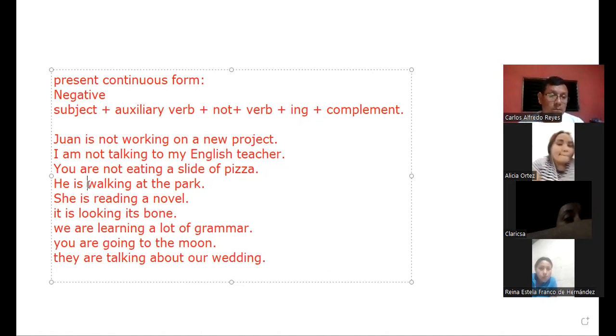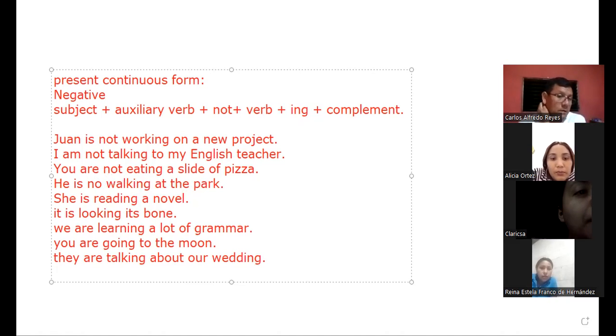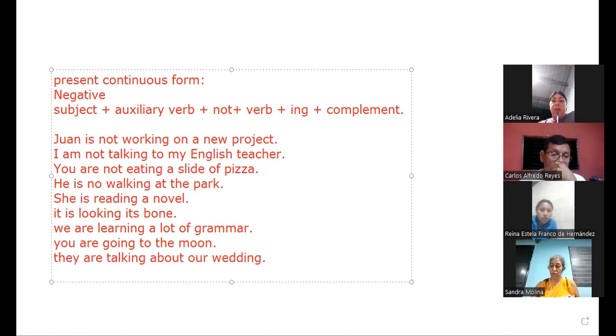Okay, let's see. Clarixa, ayúdeme con la otra. Negativa, teacher. Sí, por favor. Sería is. He's no. Okay. No walking. Mire bien las otras que ya las hicieron. A ver si están así. He is not, not. He is not walking at the park.